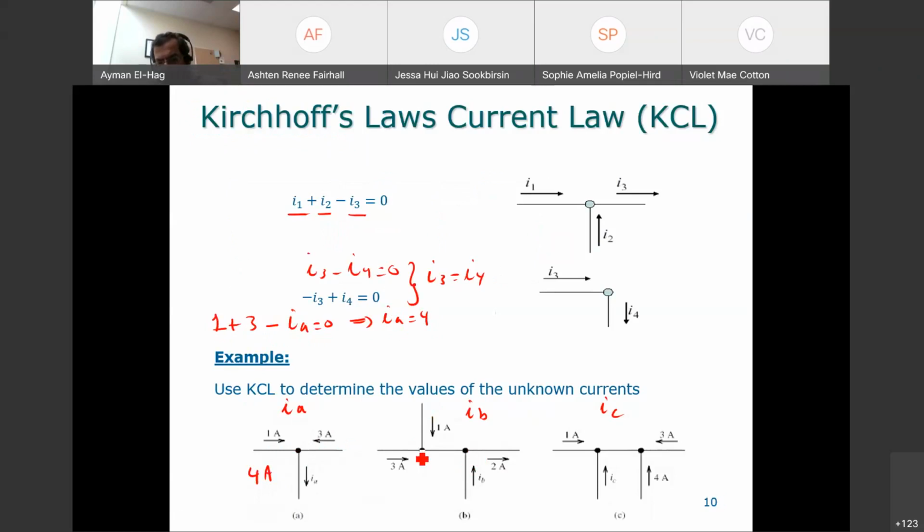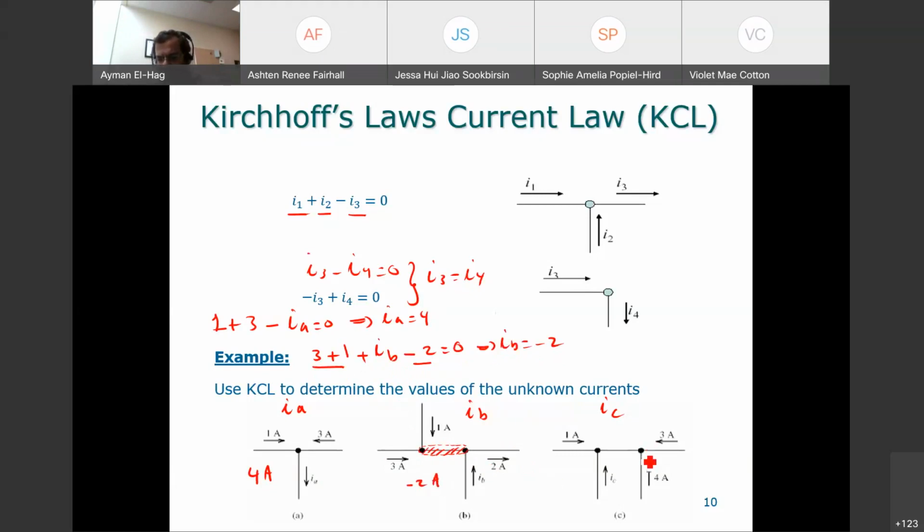Now, these two are the same node. There is nothing here in between. So these two are exactly the same node. So 3 enters plus 1 enters plus IB enters, but 2 is leaving, minus 2 equal to 0. 4 minus 2 is plus 2, with the other side, so your IB equals minus 2. So this is minus 2 amps.